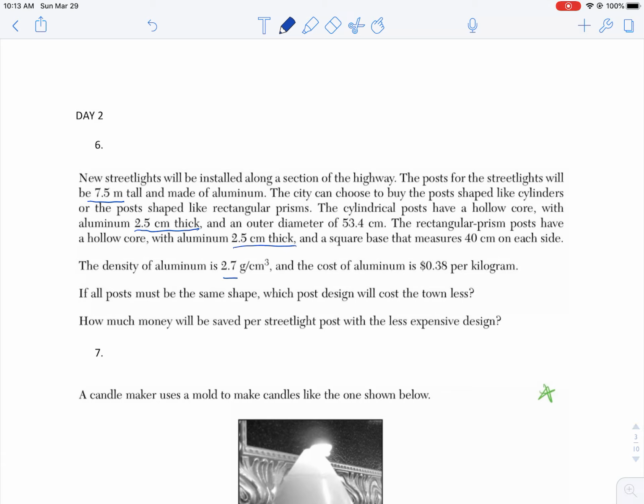Now, if you take a look at the density down here, it's in grams per centimeters cubed. Our thickness is in centimeters. But the height of these posts is given in meters. So my suggestion is the first thing I would do is switch that to centimeters. In order to do that, I don't know if you guys remember this mnemonic, King Henry drank, in this case it's meters, during council meetings. So this is how you do metric conversions here.